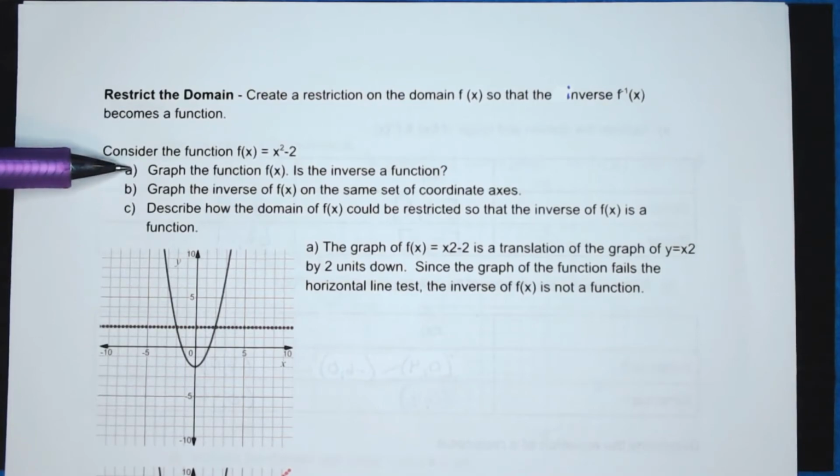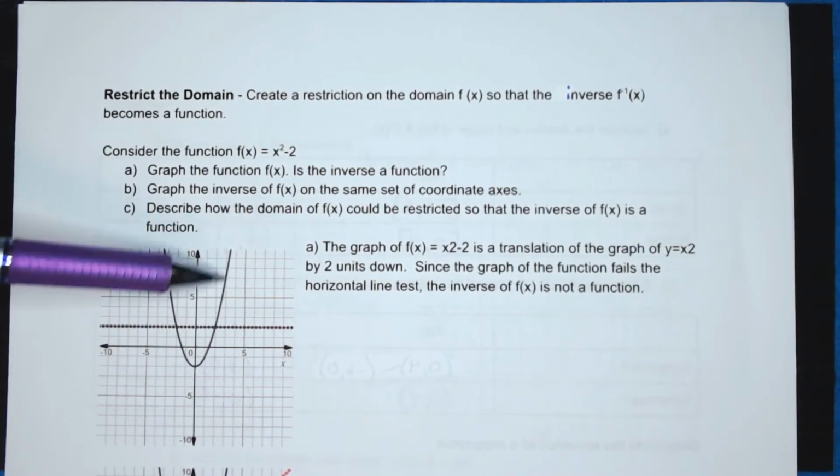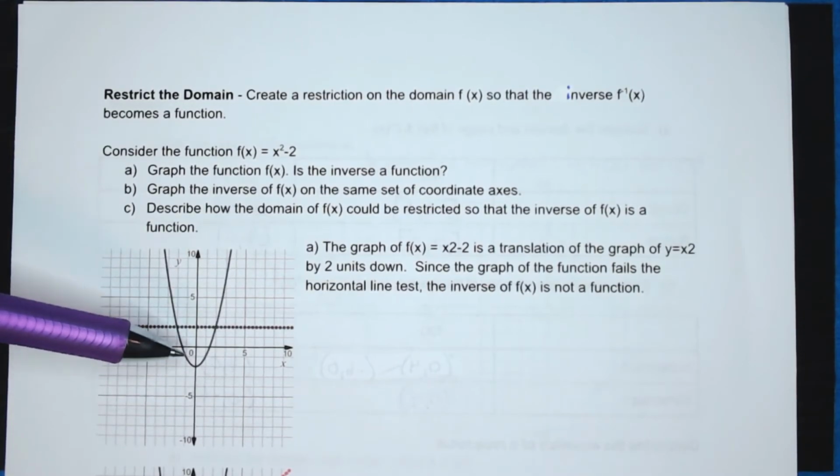So step 1, graph the function. Is the inverse a function? So we graph our parabola and we shift it down 2. And we draw our horizontal line test.